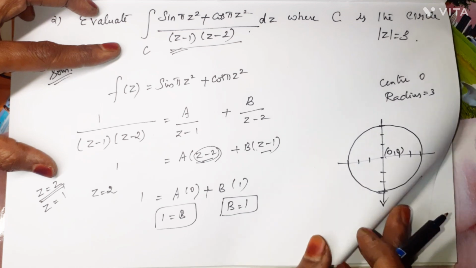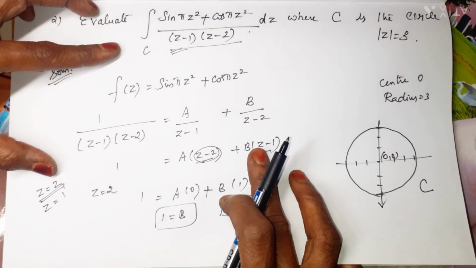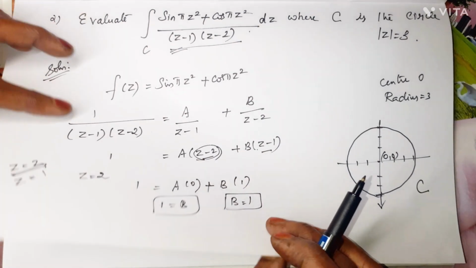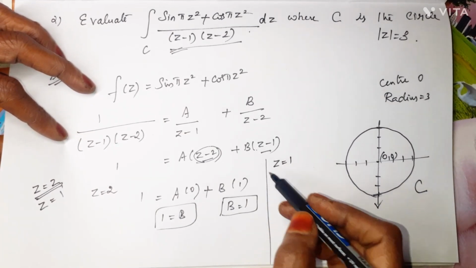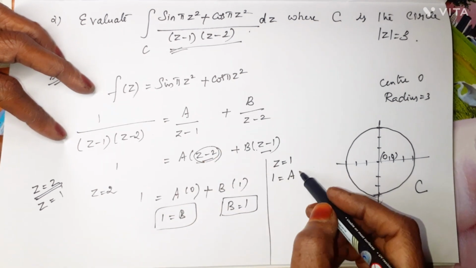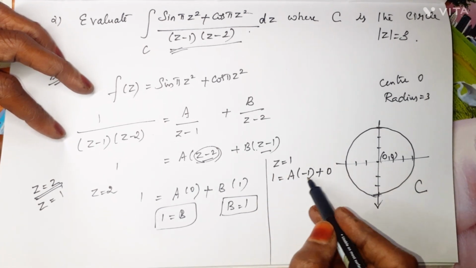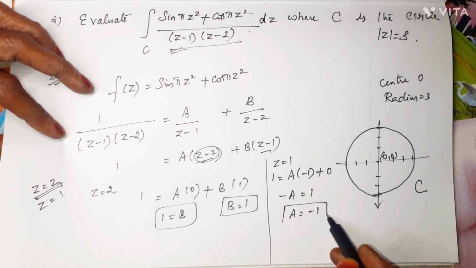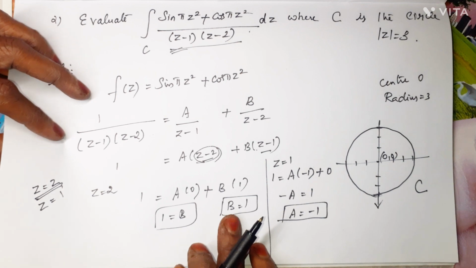So we got one value, B as 1. For finding A, we have to take the other z value, that is z equal to 1. At that time this term will become 0 and we can find what A is. When we take z as 1, 1 is equal to A into (1 minus 2), it is minus 1, plus B into (1 minus 1), it is 0. So minus A equal to 1, so A equal to minus 1. So we got two answers for A and B. A is minus 1 and B is plus 1.